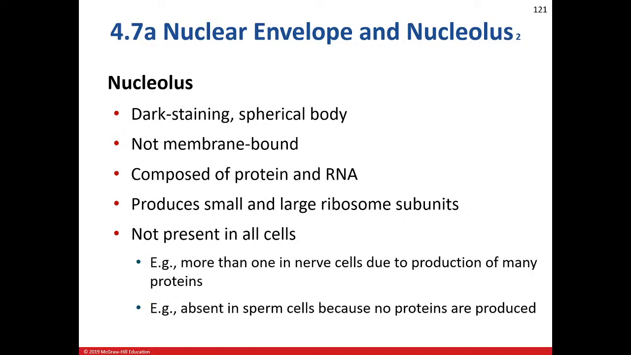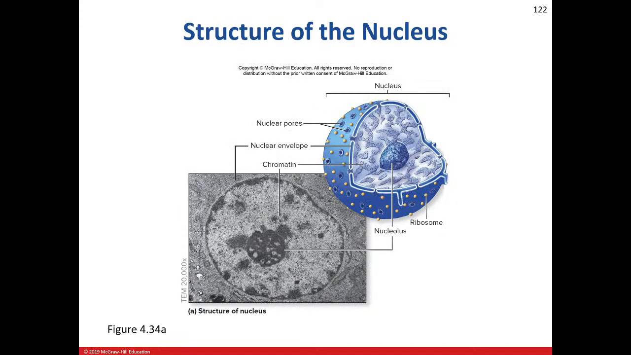It's not going to be present in all cells. For example, there's more than one in nerve cells because they have to produce many proteins, but it's absent in sperm cells because no proteins are made in sperm cells. All right, so you can see the nucleolus there. It's the dark spherical body inside of the nucleus.